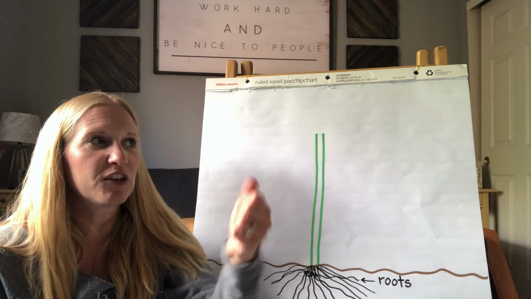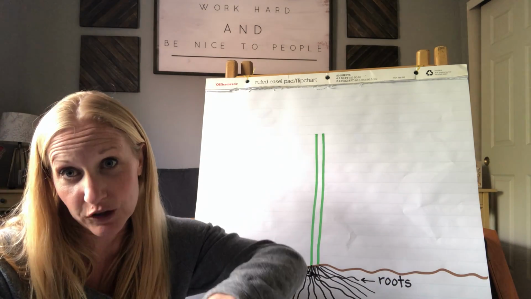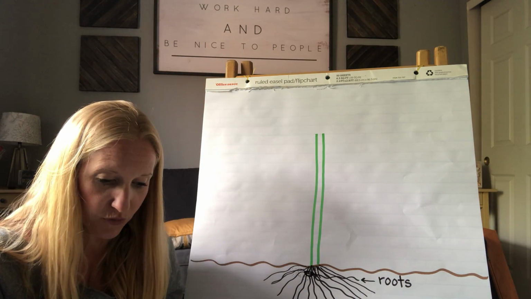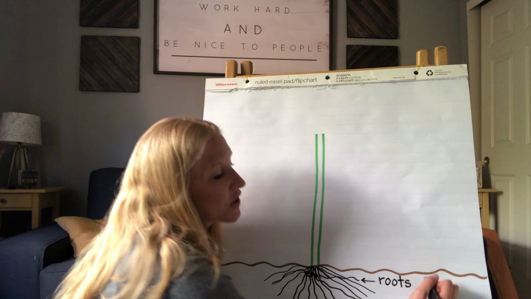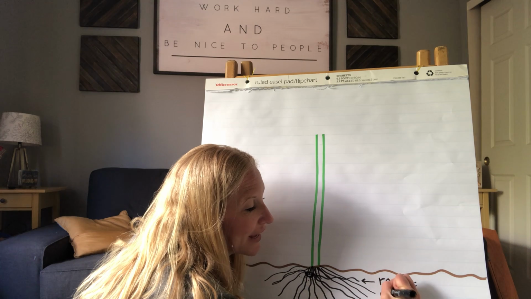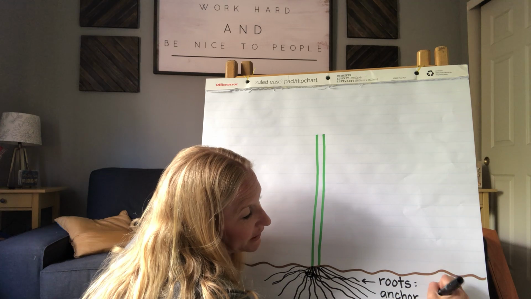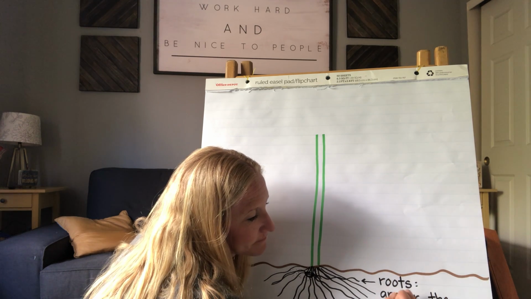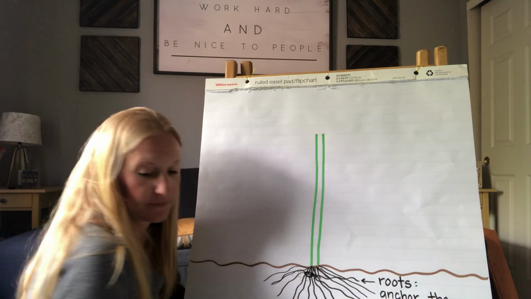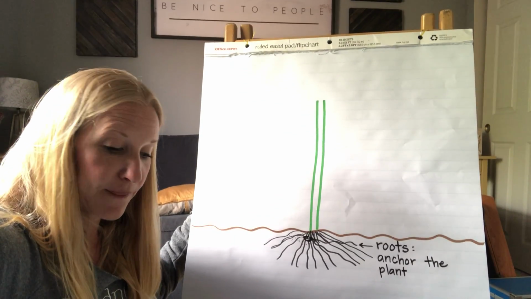An anchor is something that you throw off of a ship, goes down to the bottom of the ocean, but it keeps the ship from moving around. These anchor the plant. They keep the plant from moving around, okay? So we're going to put dot, dot, and we're going to put anchor the plant. Okay, let me tip this down so you can pause it. Anchor the plant.